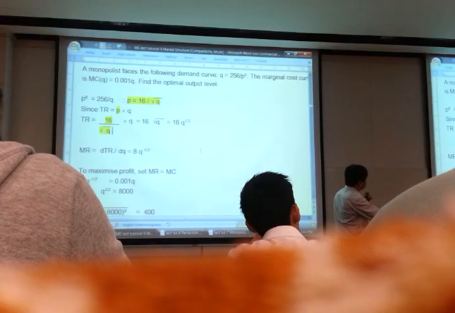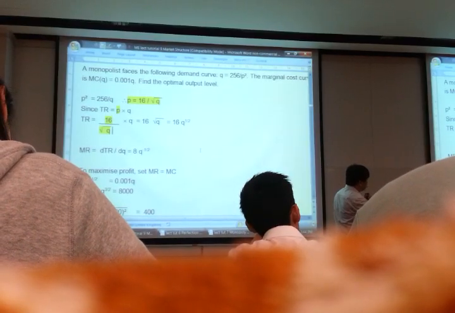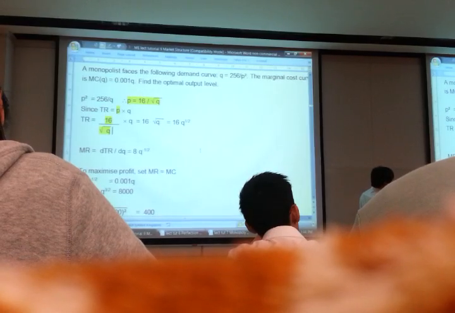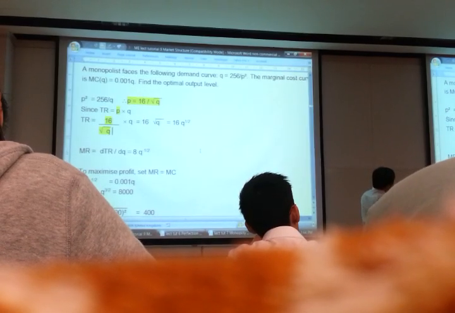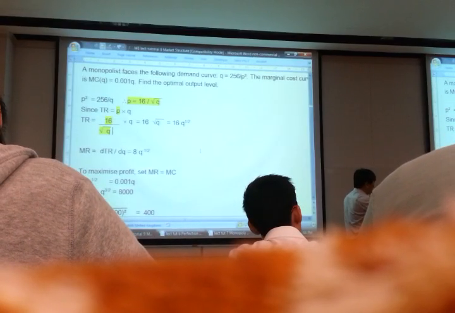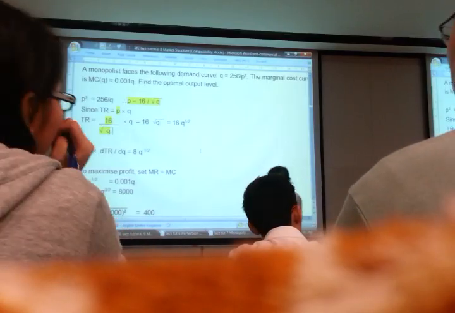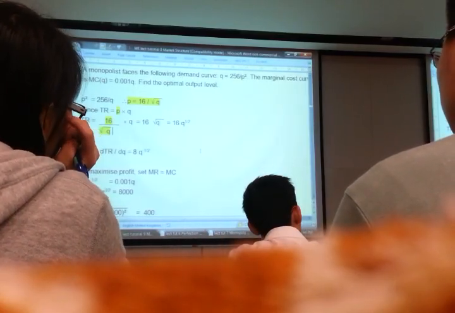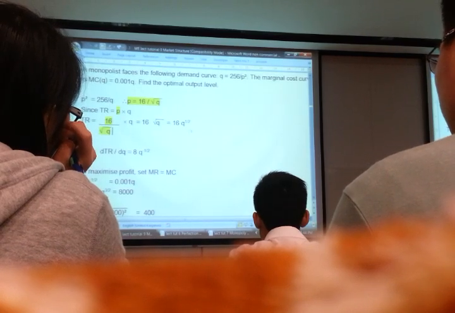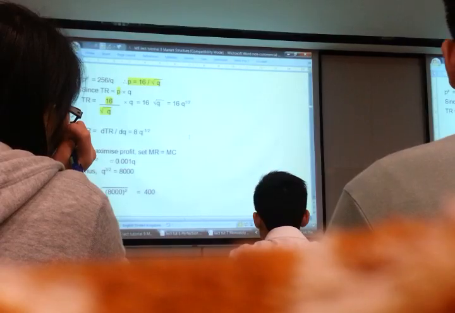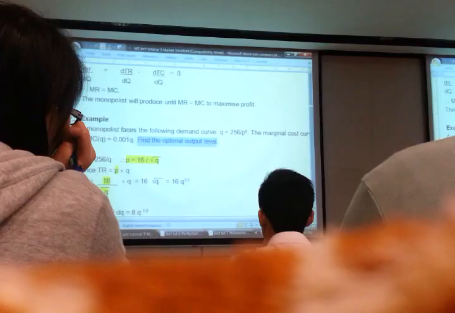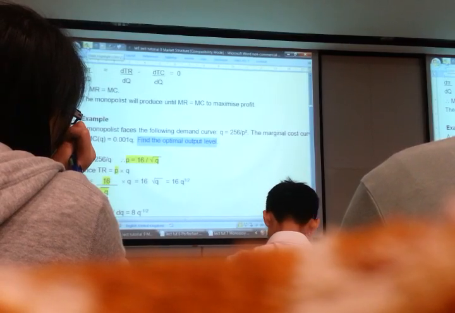Now we have to find out how much the monopolist will produce. We know that to maximize profit, they will produce until MR equals MC. Now the MR is this, and marginal cost is given. So we set MR to MC. Setting MR to MC, you solve, and you will get your Q. So your Q will be 400. That's how you find the optimal quantity. Any question?